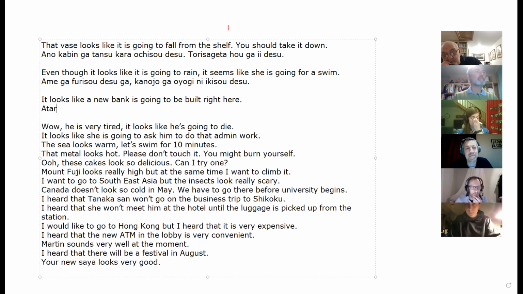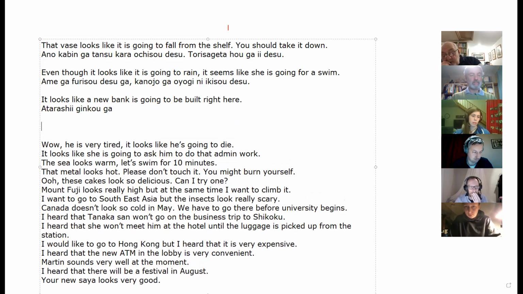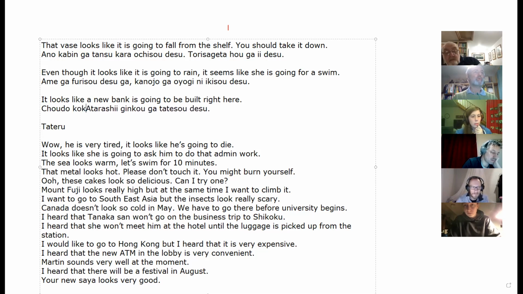新しい銀行が constructed, built. This is tateru. Tateru, right, stand. Yeah. Tatesou. Good. Yes, exactly. Koko ni. Yeah, exactly. If you want to say right here, like exactly here, then you can use chodo, chodo koko ni. Chodo, exactly, chodo.